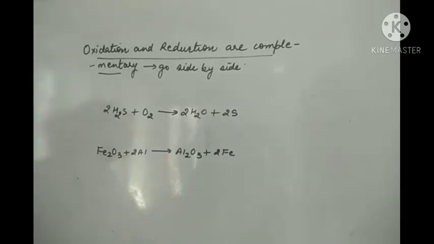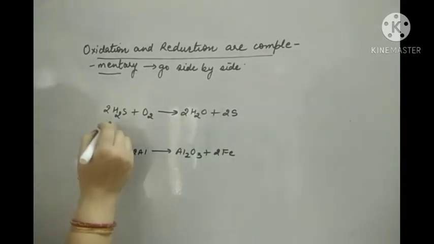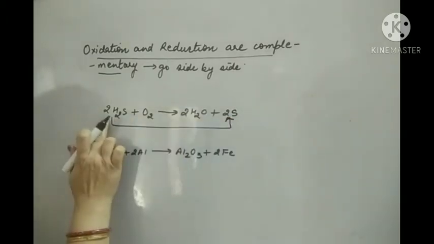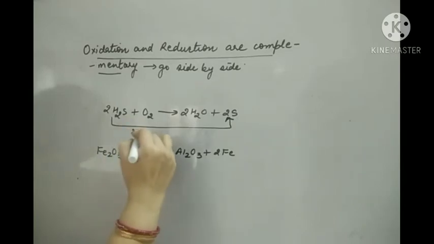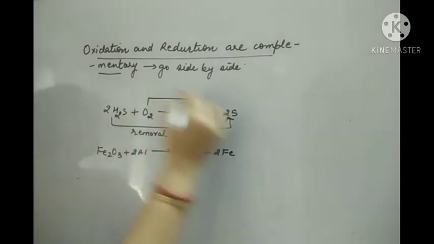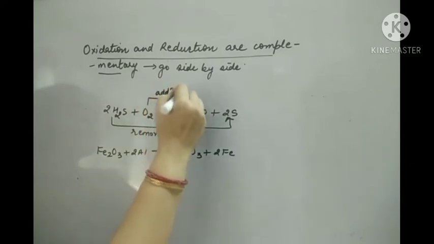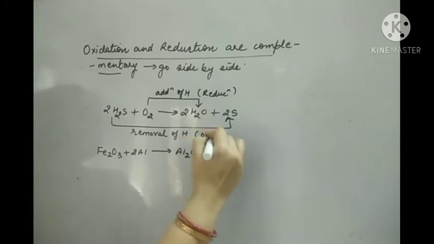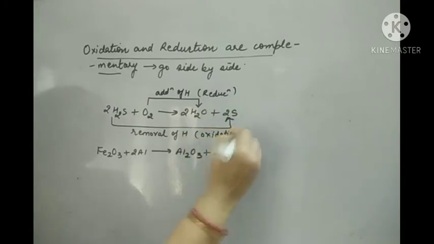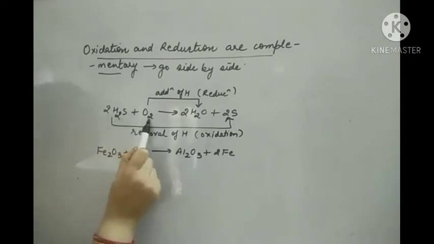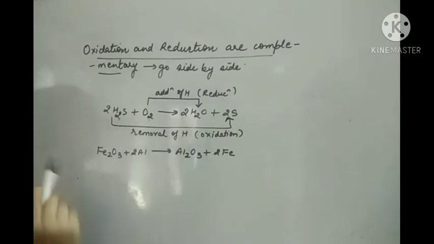Now I am taking two reactions here. In this reaction, H2S is changing to S. Here you can see that hydrogen is removed. There is removal of hydrogen. And O2 is changed to H2O, meaning there is addition of hydrogen. So this process is oxidation and this process is reduction. Now what is the role of H2S? H2S is losing hydrogen, but this hydrogen is taken up by oxygen. So this is a redox reaction.